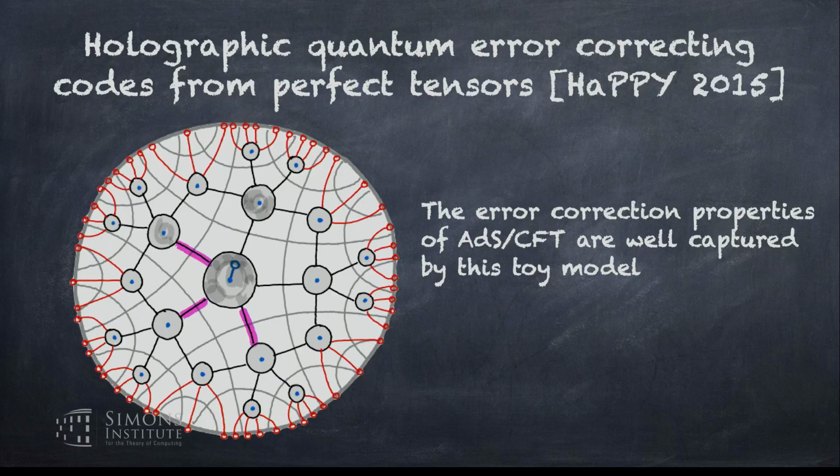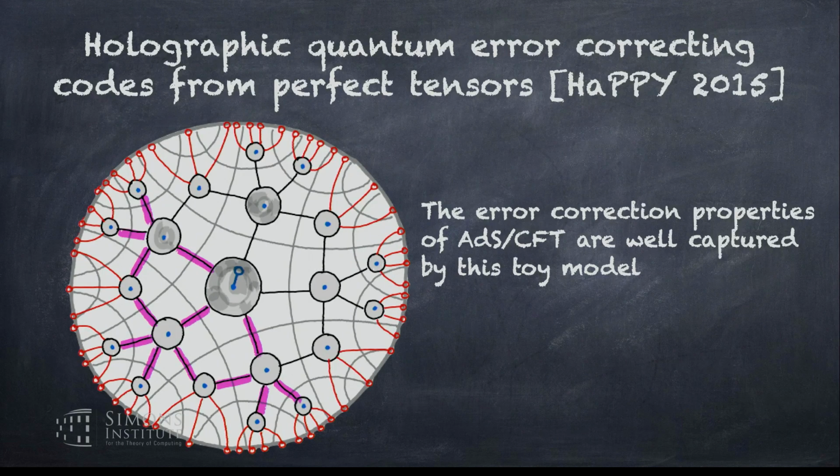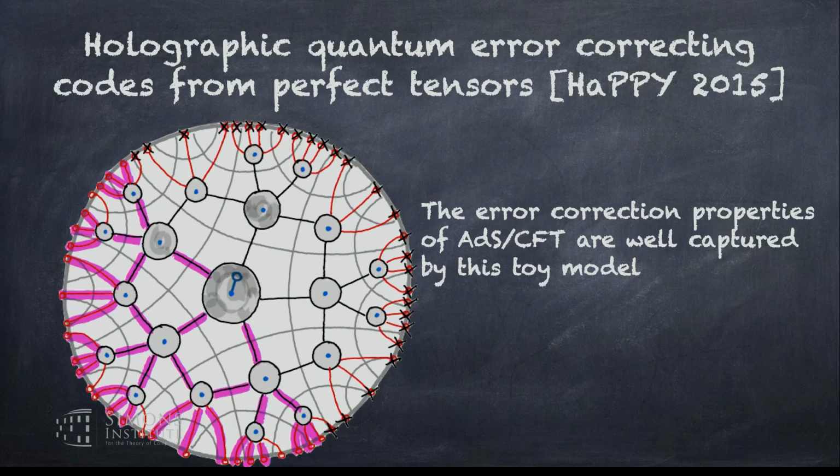But what other features of the duality do we have from this toy model? So it turns out the error-correcting properties of AdS-CFT are well captured by this model. And that's because, as I said, these perfect tensors aren't just isometries. They're encoding isometries for error-correcting codes. So that means if we have some information on this central bulk qubit here, that we want to push out to the boundary, we don't have to push that information through all 5 legs of the tensor. We can just push it through any 3 legs. And because of the error correction properties of this tensor, that retains all the information of this bulk degree of freedom. And we can keep doing that as we go out through the tensor network.